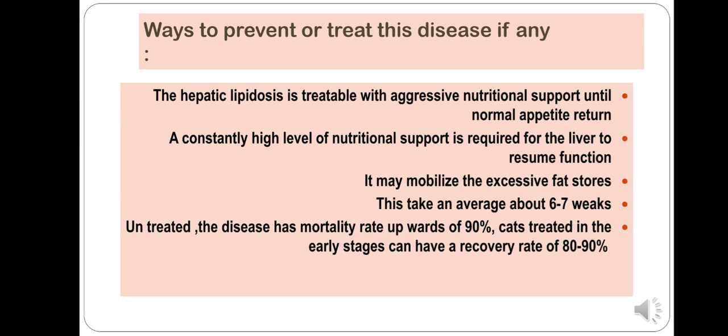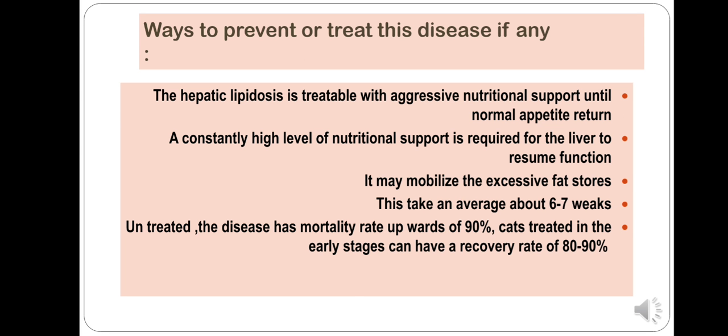Now, untreated, the disease has a mortality rate upwards of 90%. Cats treated in the early stages can have a recovery rate of 80 to 90%. Left untreated, the cats usually die from severe malnutrition or complications from liver failure. Treatment usually involves aggressive feeding through one of several methods.